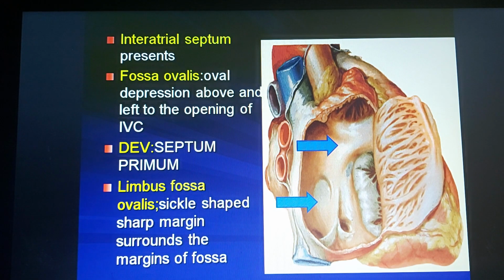Coming to the limbus fossa ovalis. What is this limbus fossa ovalis? It is the sickle-shaped sharp margin that surrounds the margins of the fossa. This is the fossa ovalis, and that is about the limbus fossa ovalis.